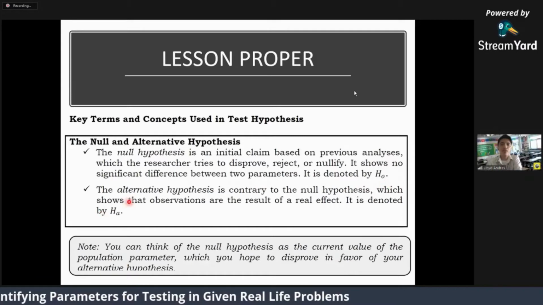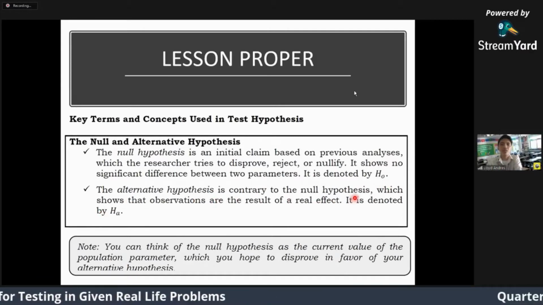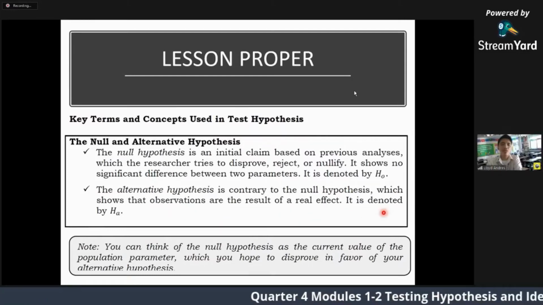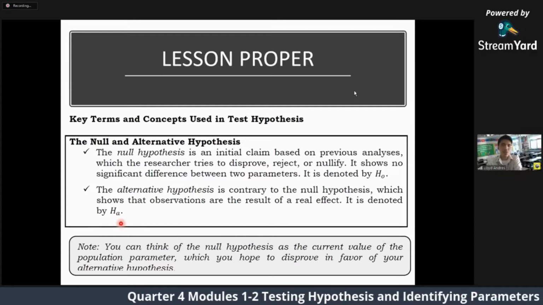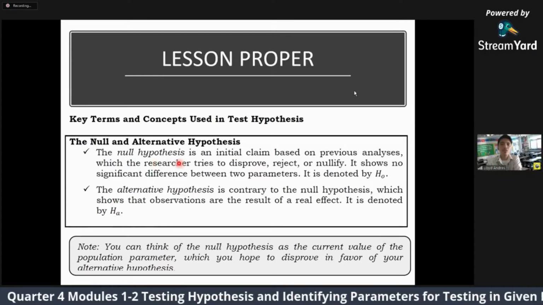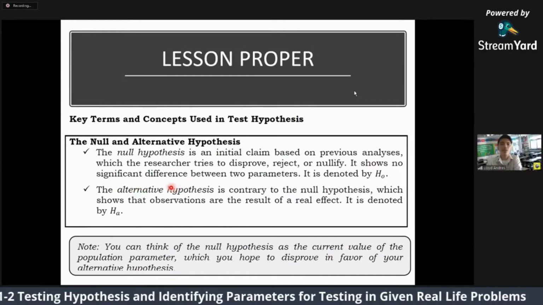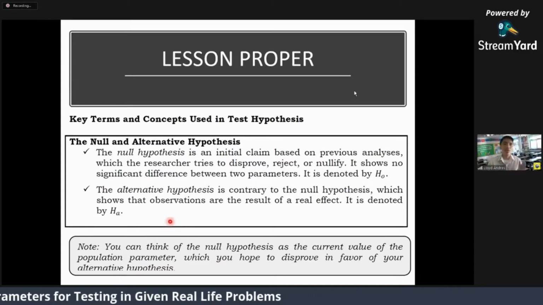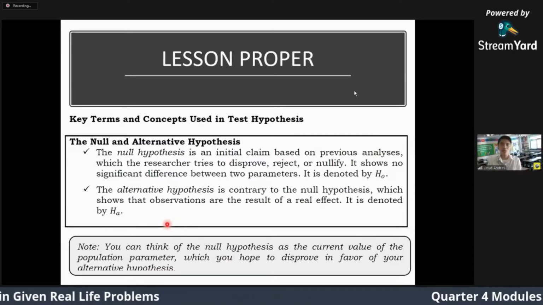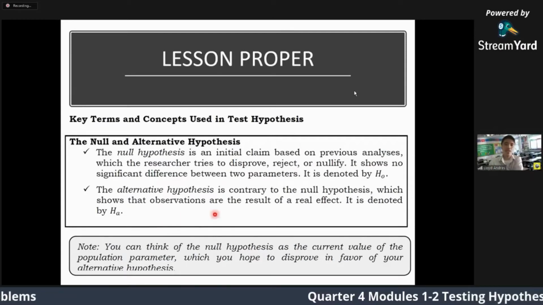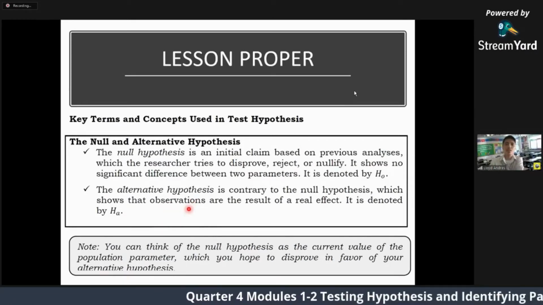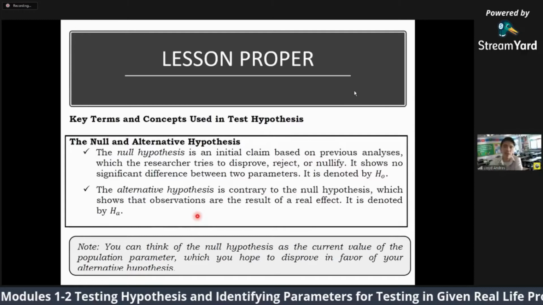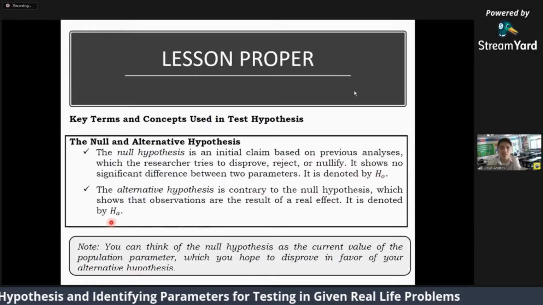While the alternative hypothesis is contrary to the null hypothesis, which shows that the observations are the results of real effect. It is denoted by H sub A. So, kung ang null hypothesis means no significant difference, sa alternative pod, there is a significant difference. Meaning, na ay change na nahitabo sa imong previous nga data sa karon nga data na. So, na ay nahitabo. Mao na alternative. There is na ay difference and significant pod iyang difference. Dako ang difference, kumbaga. So, ang notation pod is H sub A.